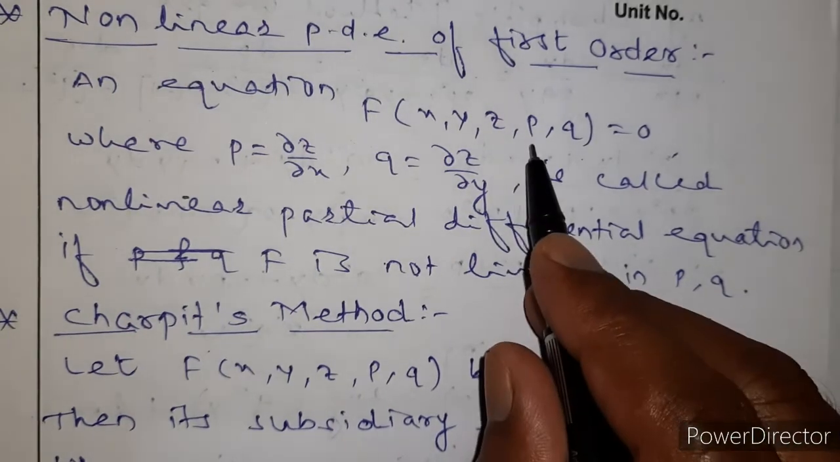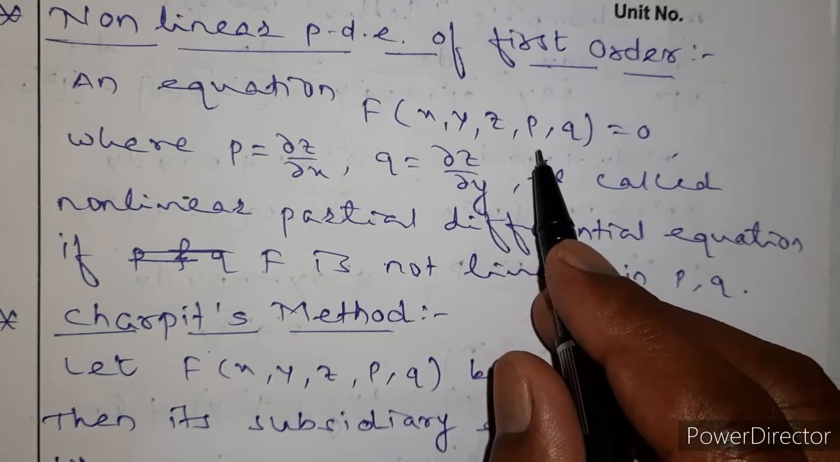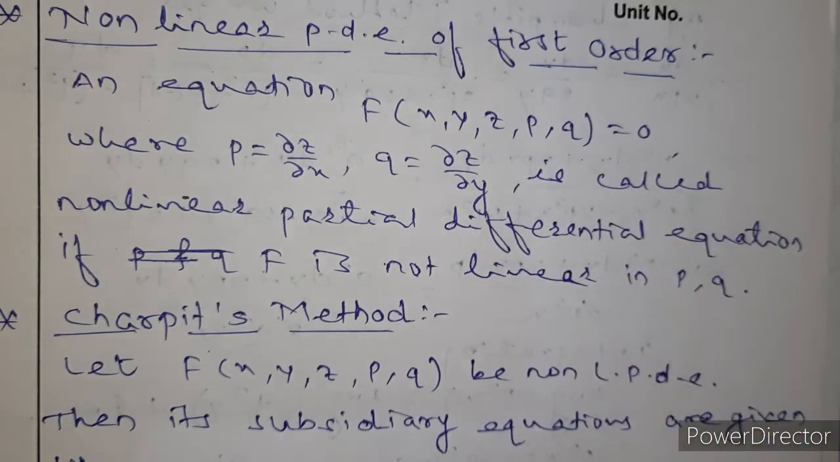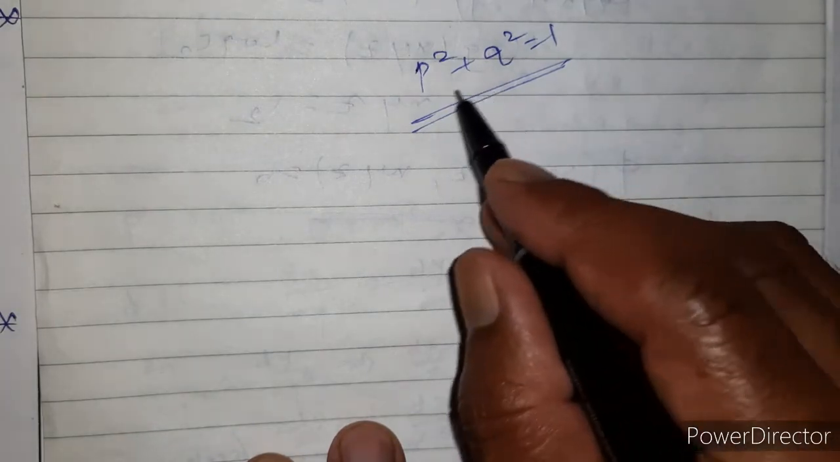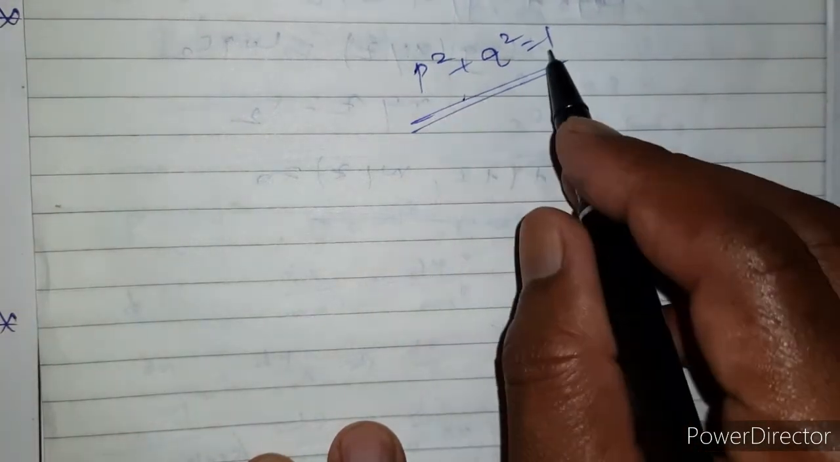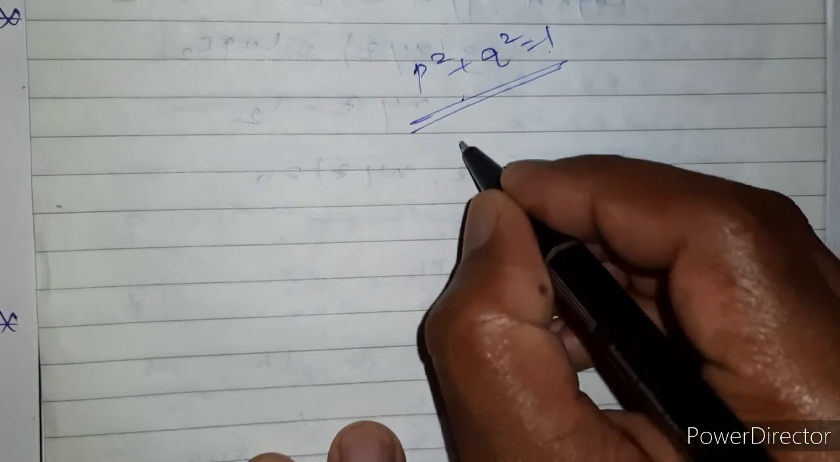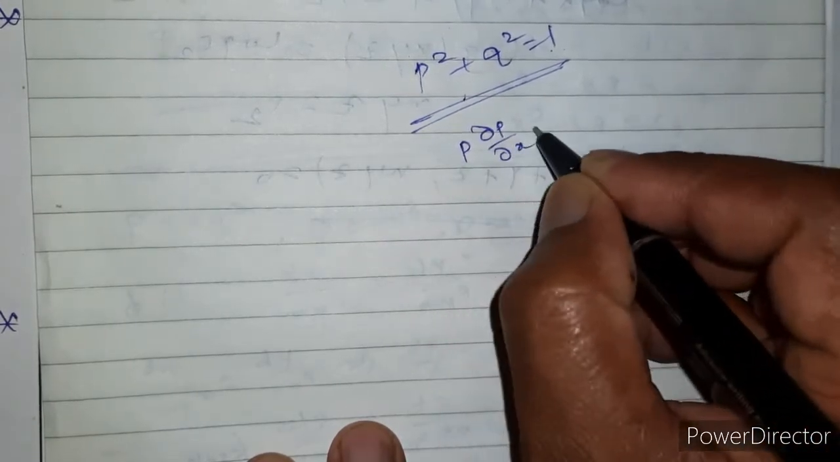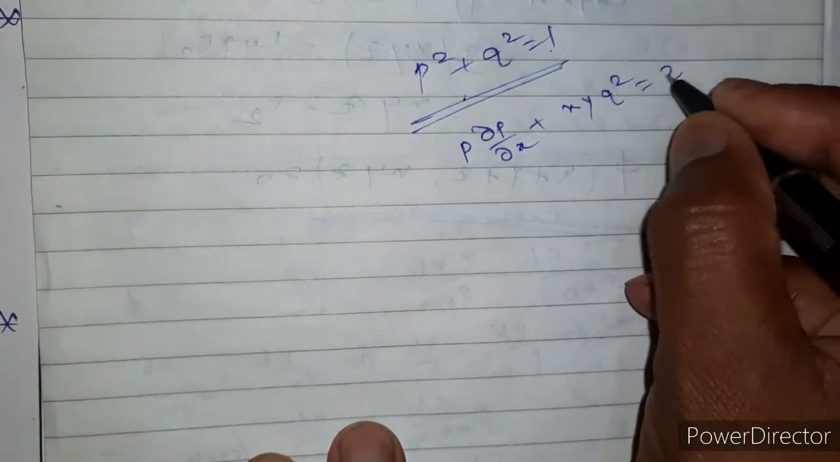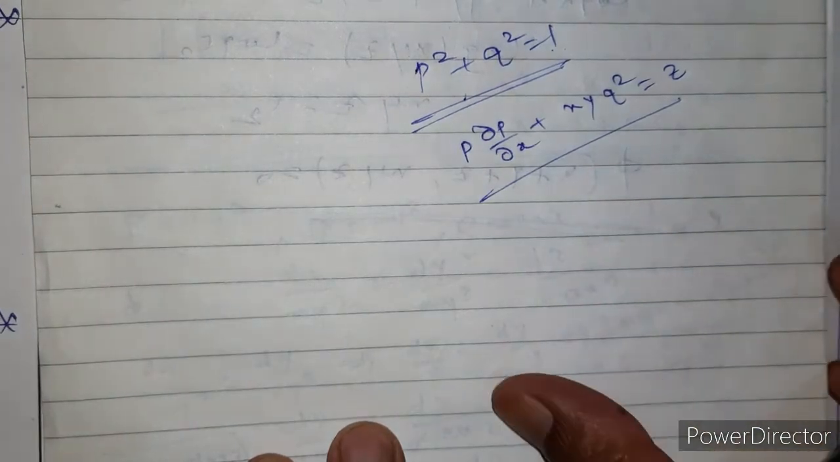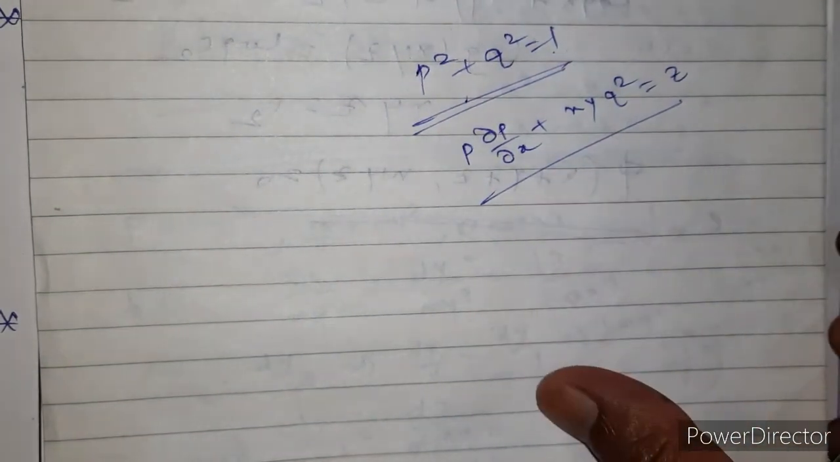You may get p square term, you may get p into q term, product of these two, or just like this, such an equation: p square plus q square is equal to 1. This is not a linear equation. This equation, it is a partial differential equation, but it is not linear. Or you may write p ∂p/∂x plus xy q square is equal to z. This is also a partial differential equation, but it is not linear.